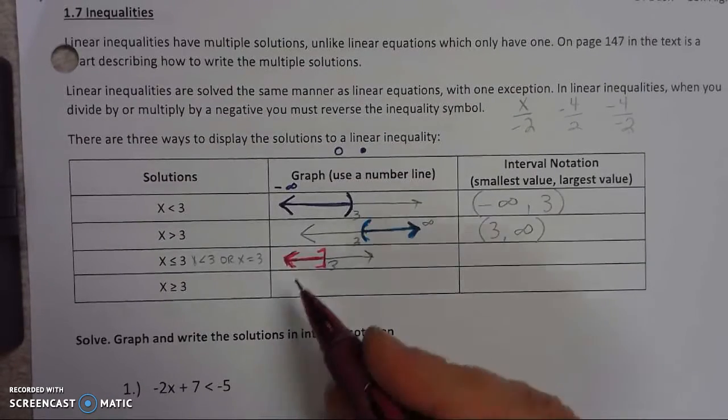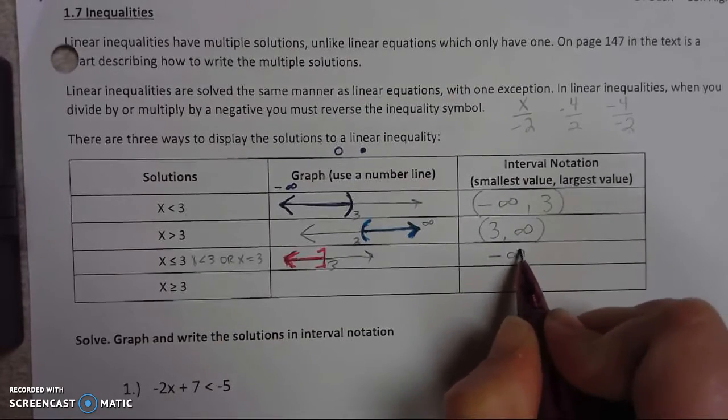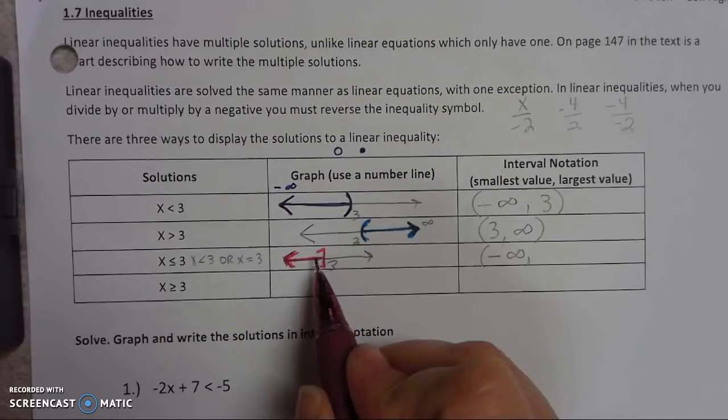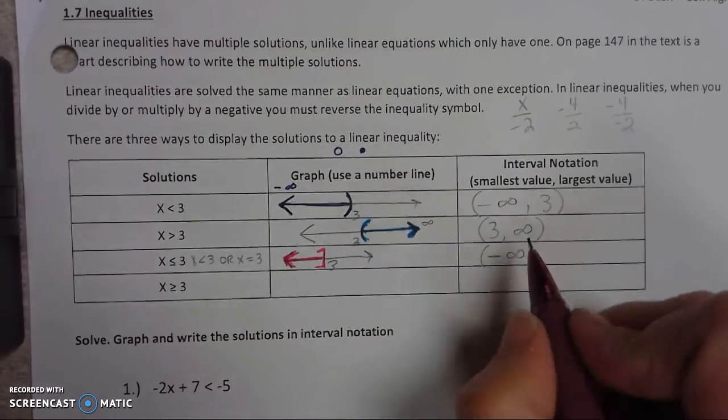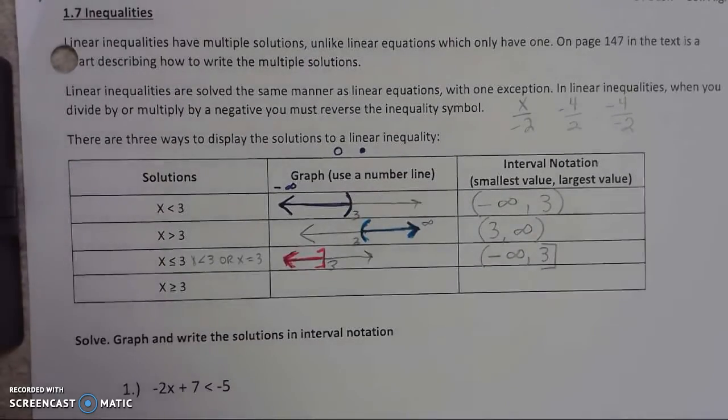Now, if I write this in interval notation, the smallest value I have shaded is negative infinity. Always put a parenthesis on the infinity. And I shade all the way up to the number 3, which has a bracket on it. So my 3 gets a bracket.